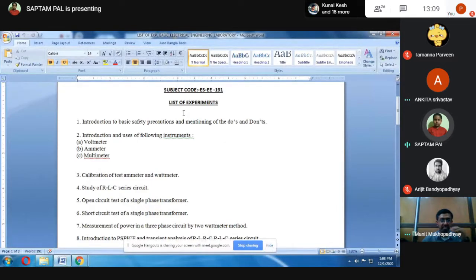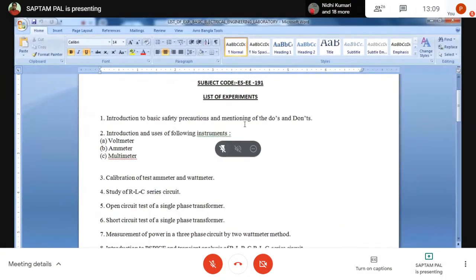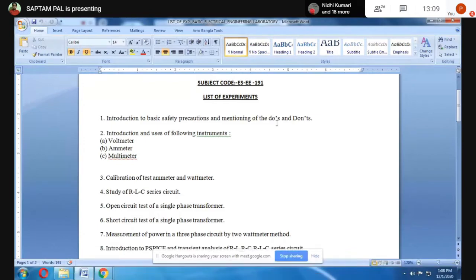So this is the list of experiments. First is the introduction to basic safety precautions and mentioning of the do's and don'ts. This is experiment number one. Next is the introduction and uses of the following instruments, that is voltmeter, ammeter, and multimeter.